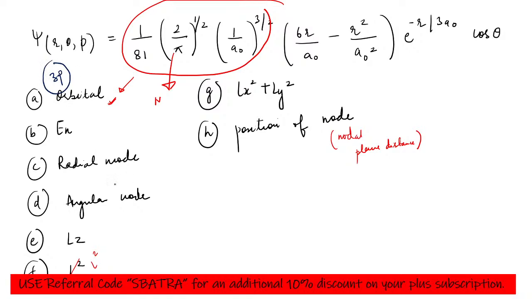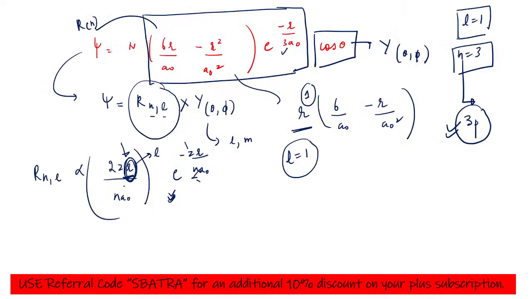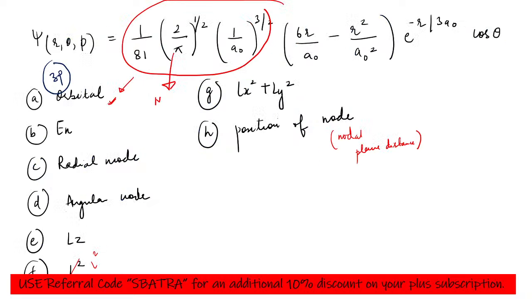Next, we need to find out the energy value. So how can we find it? Energy, according to Bohr's theory, is minus 13.6 Z square by n square. Z is 1 over here because this is for the hydrogen atom, and n is 3, that means n square is 9. So minus 13.6 divided by 9 electron volt is your energy. I hope all of you are clear with this part.